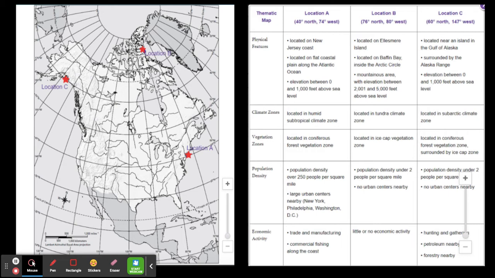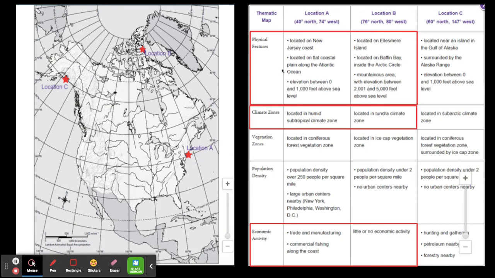The maps that I determined to be the most useful when looking at this picture are these. Looking at physical features, where are they located and what are the differences between the physical features, including elevation, and what's around. Climate zones, I think, are going to be a huge indication of where this is located, particularly because those 2 climate zones are very different. And the last is economic activity.